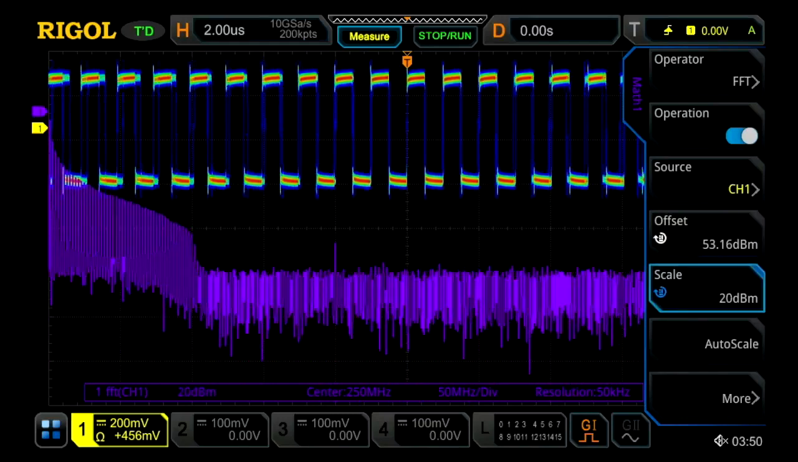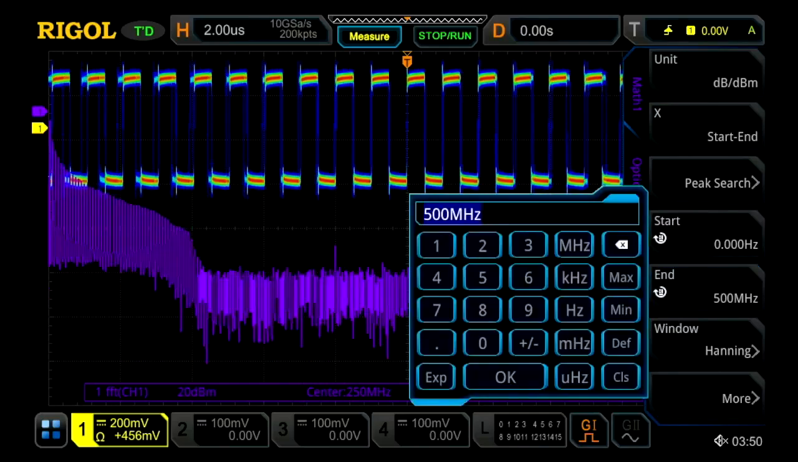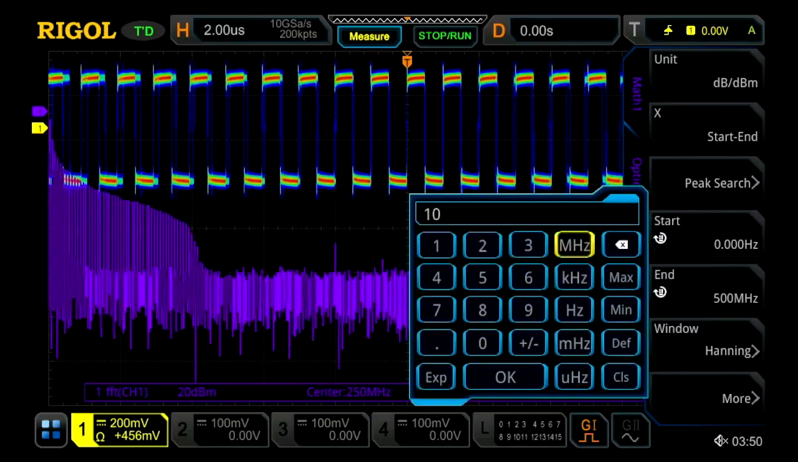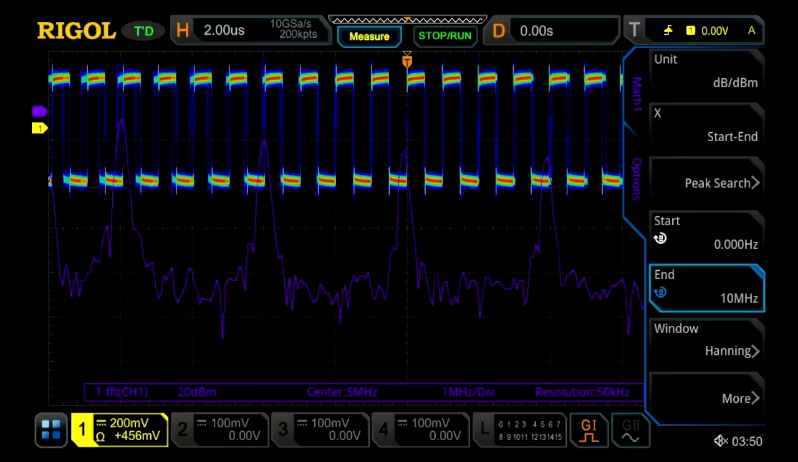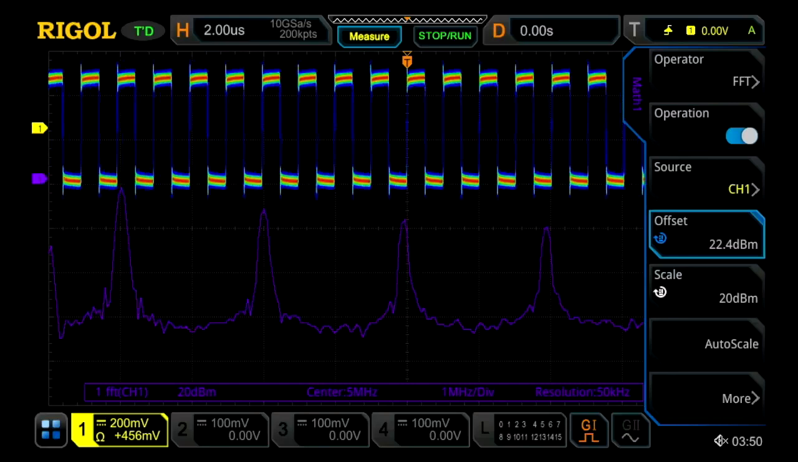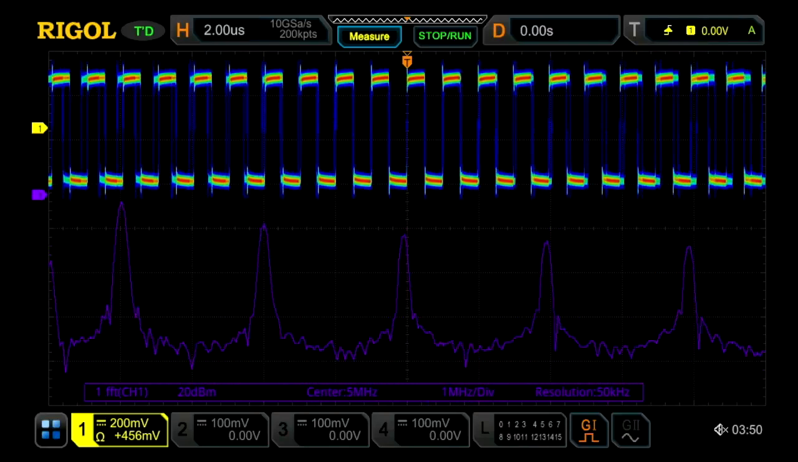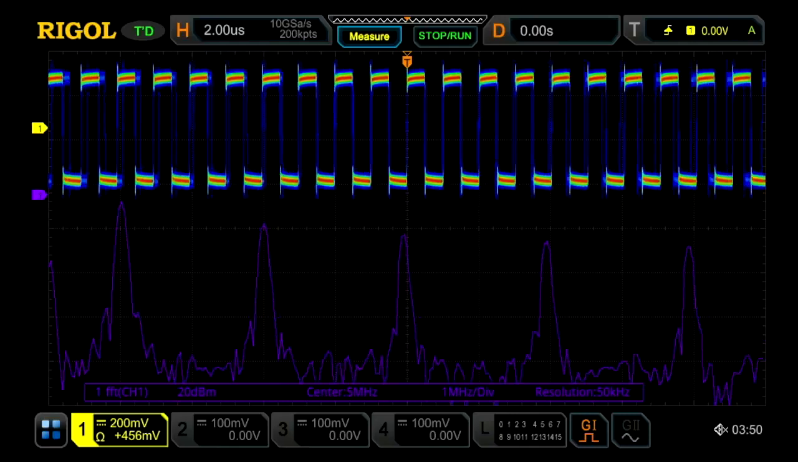Let's scale that down a little bit. And since it's only a 1 megahertz square wave, let's just look out to 10 megahertz instead of the full band. And now we'll just adjust that. So now we can see the base frequency and the odd harmonics, the first few of those odd harmonics.